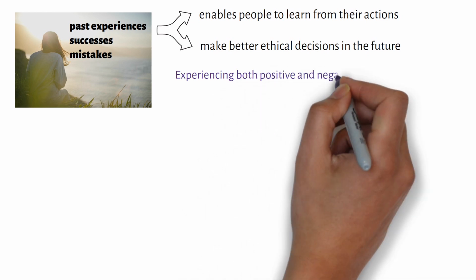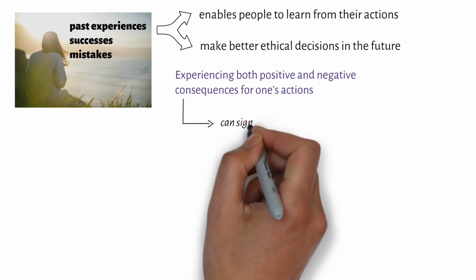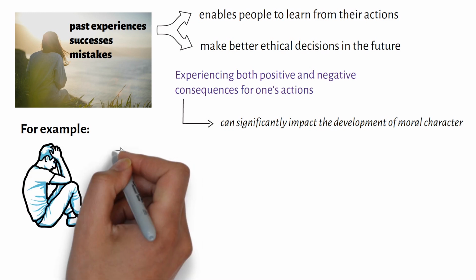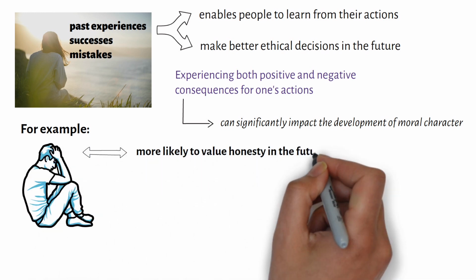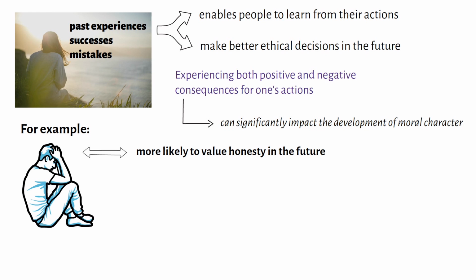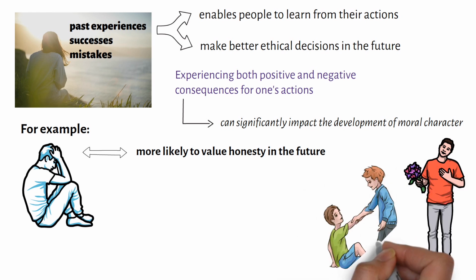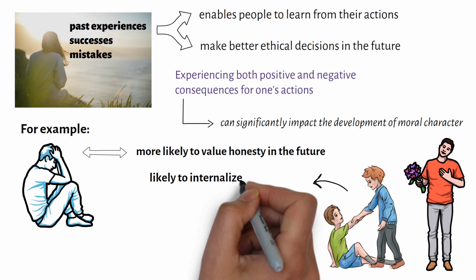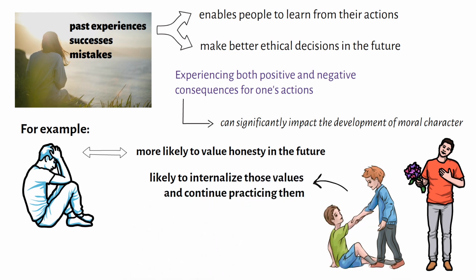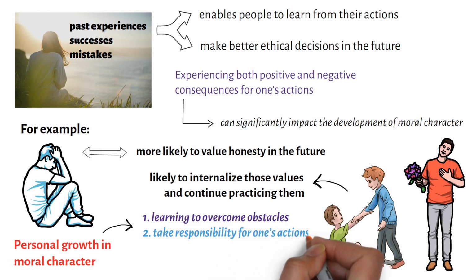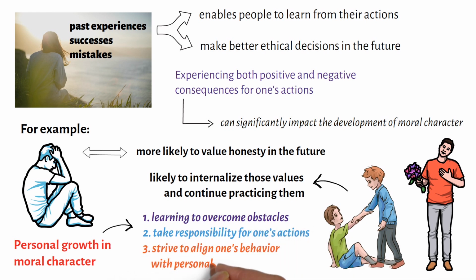Experiencing both positive and negative consequences for one's actions can significantly impact the development of moral character. For example, a person who experiences the hurt caused by dishonesty may be more likely to value honesty in the future. Similarly, individuals who receive praise or recognition for demonstrating moral behavior, such as standing up for others or being fair, are likely to internalize those values and continue practicing them. Personal growth in moral character often involves learning to overcome obstacles, take responsibility for one's actions, and strive to align one's behavior with personal values.